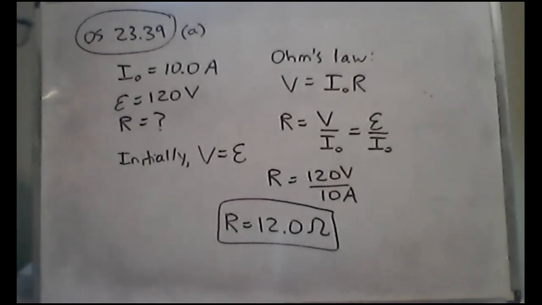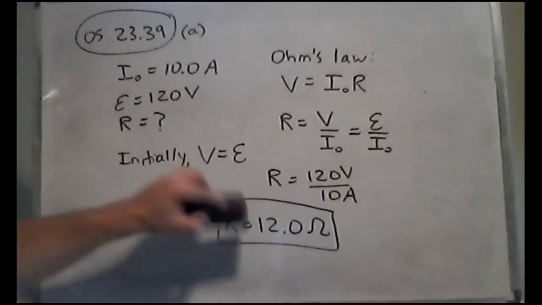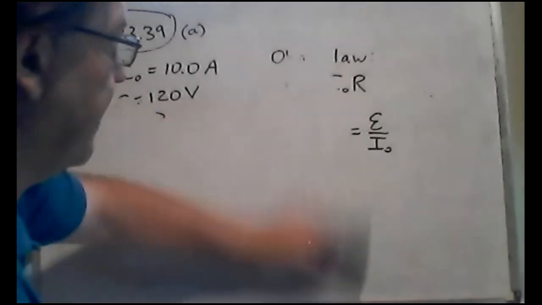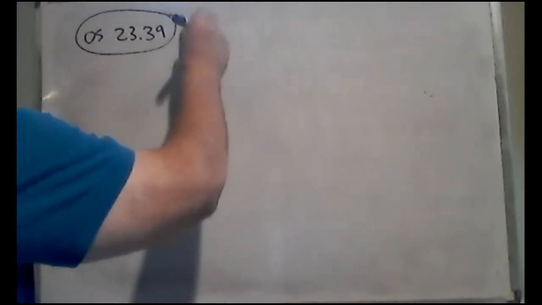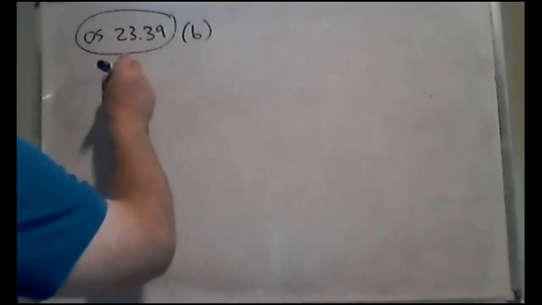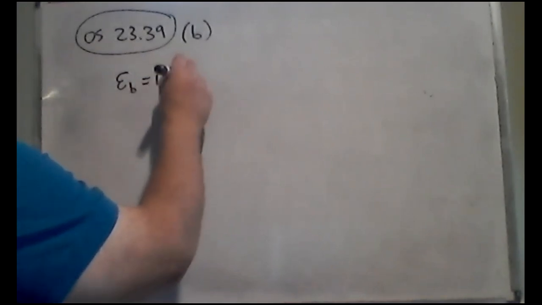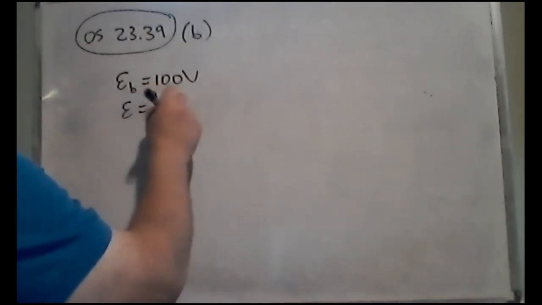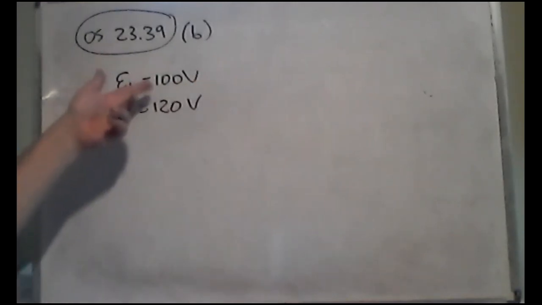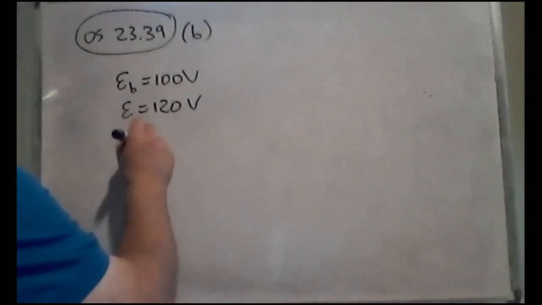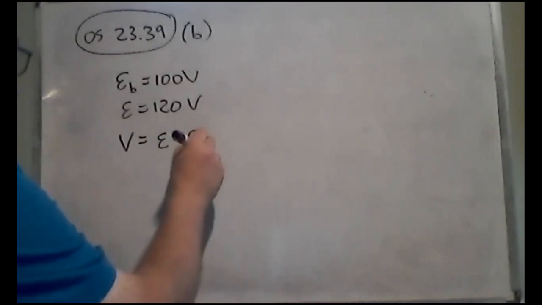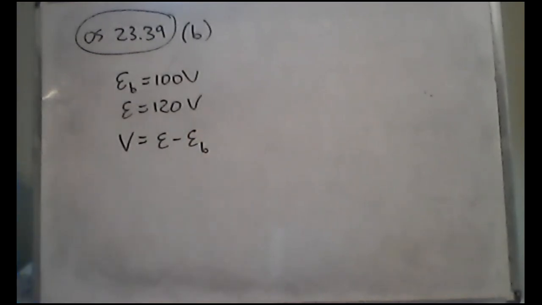All right, look at part B. Now I know the resistance, I can use it to figure out part B. Now we're looking at running the motor at full capacity, full operating speed. We're told that epsilon sub B is 100 volts. We already know epsilon, that's pulling out of the wall, 120 volts. Notice how close epsilon B is to epsilon. The voltage in the system is now epsilon minus epsilon sub B. That's your operating voltage.